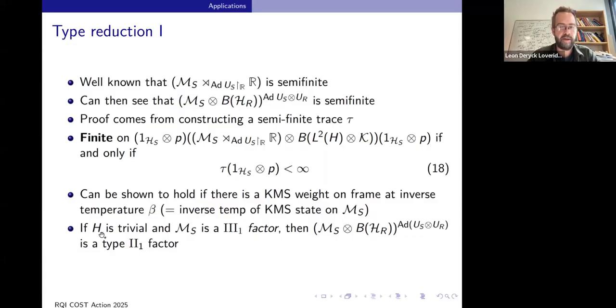And we can show that if the subgroup H is trivial and our quantum field theory is a type III_1 factor, which they're typically assumed to be, then we get a type II_1 factor out again.